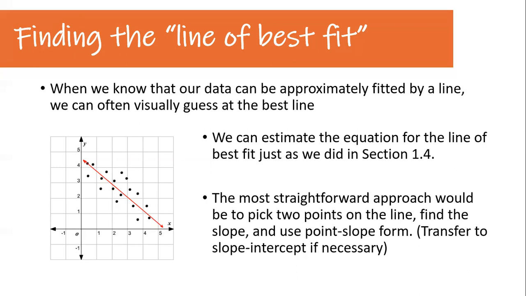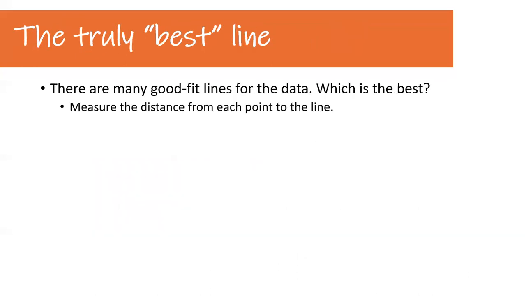Again, if there was no other guidance, you guys would probably all come up with slightly different models. They'd be similar, but they wouldn't be identical. So how do we find the truly best line? Instead of just guessing, how do we let math do the work for us?